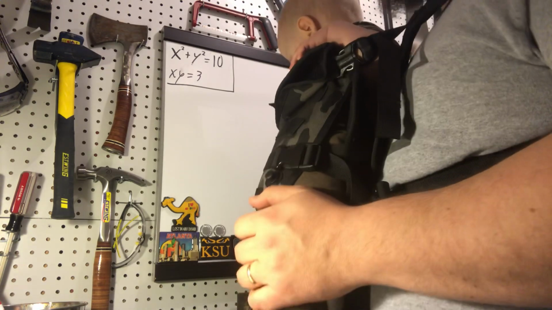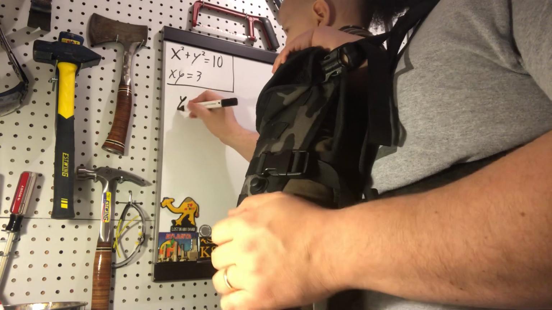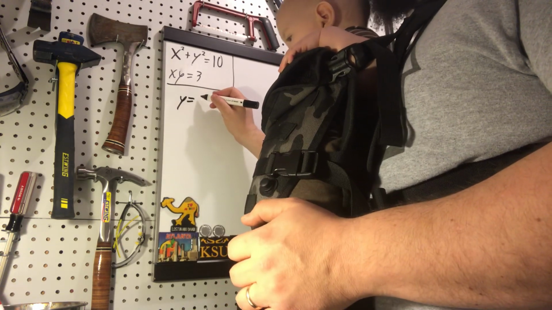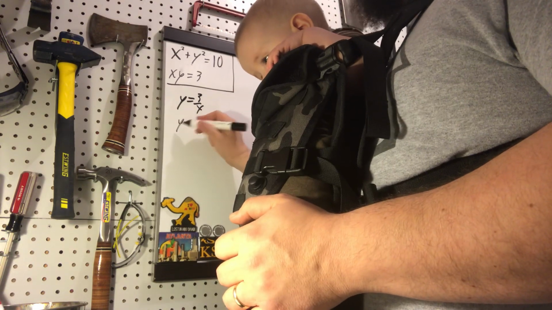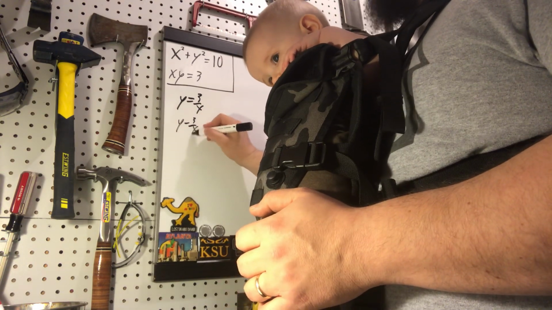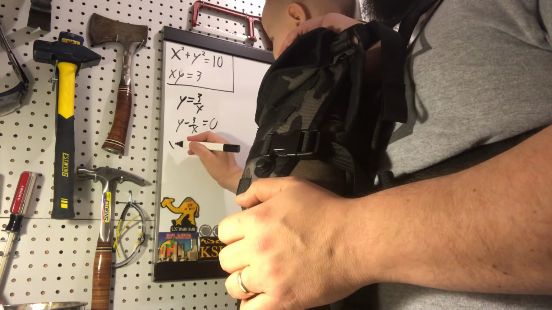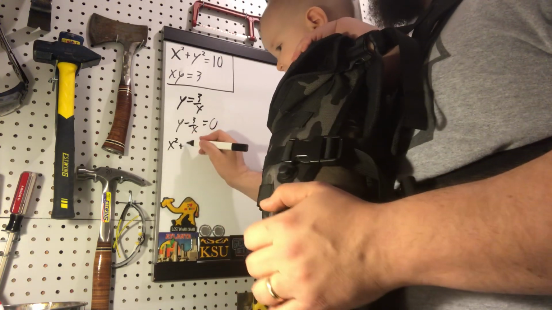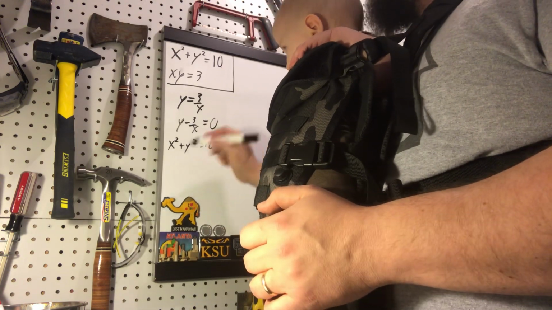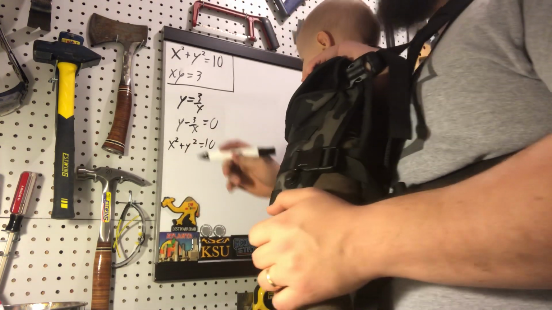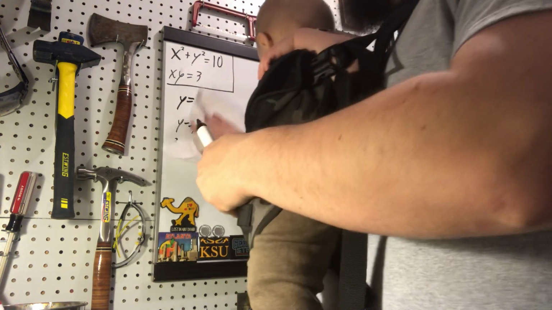First off, you're not going to do addition on this one, because if you do, you're going to end up with y is equal to 3 over x, and then you're going to subtract it, so you end up with y minus 3 over x is equal to 0, and then you have x squared plus y squared is equal to 10. There's no way for you to solve it easily where you can eliminate these things. So don't even try it.